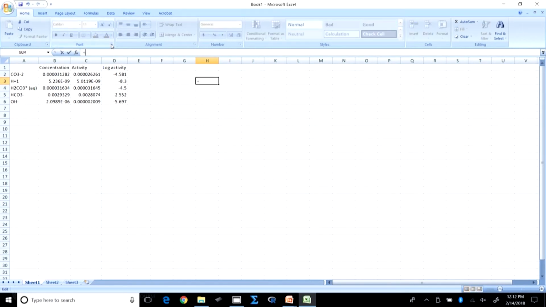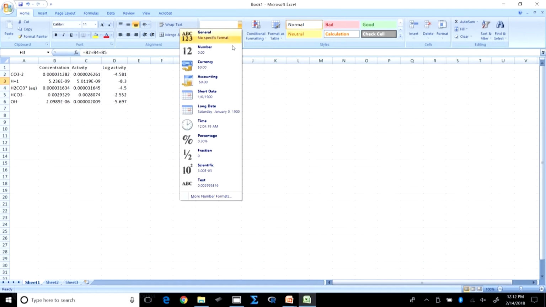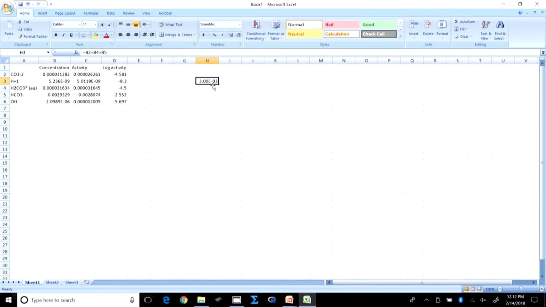So that is going to be equal to CO3 2 minus concentration plus H2CO3 plus HCO3 minus, and enter. So that is again equal to, as you see, 2.99 into 10 power minus 3, or 3 into 10 power minus 3, which is what we had from that equilibrated mass distribution.